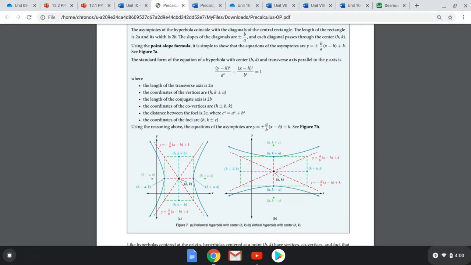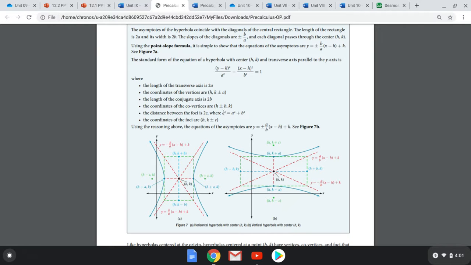Let's talk about how we find C. They have the equation here. Basically, it's another Pythagorean relationship. It turns out that this distance here is C. So this would be my right triangle, and C is the hypotenuse. So in an ellipse, it was C squared equals A squared minus B squared because A was the hypotenuse. Now C is the hypotenuse. So it's C squared equals A squared plus B squared.